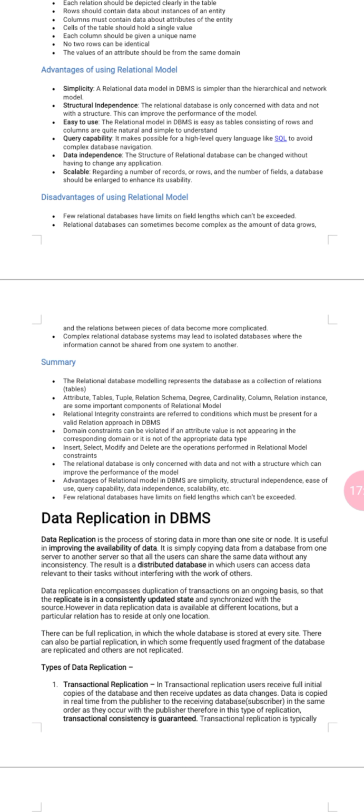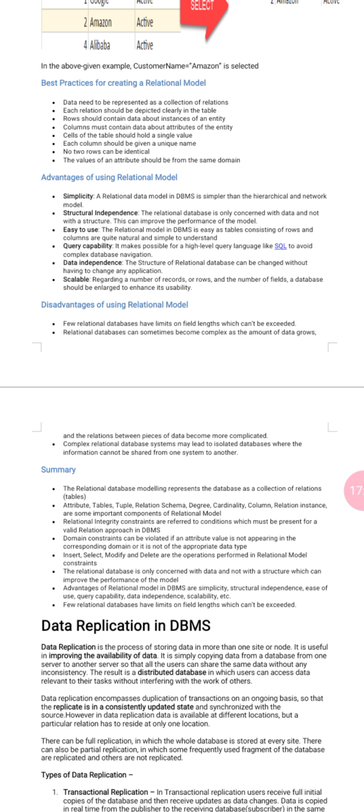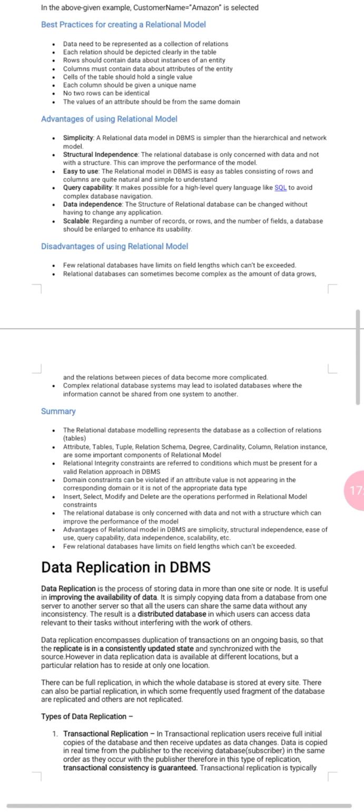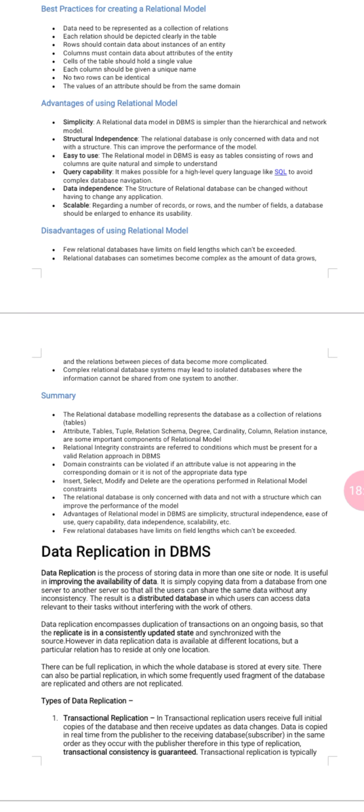No two rows can be identical. The value of an attribute should be from the same domain. We have to take care how many tables we use, they all are different. Don't give the same names to different data; different names should be used. Clear? The advantage of using the relational model is simplicity. A relational data model in DBMS is simpler than the hierarchical and network model.